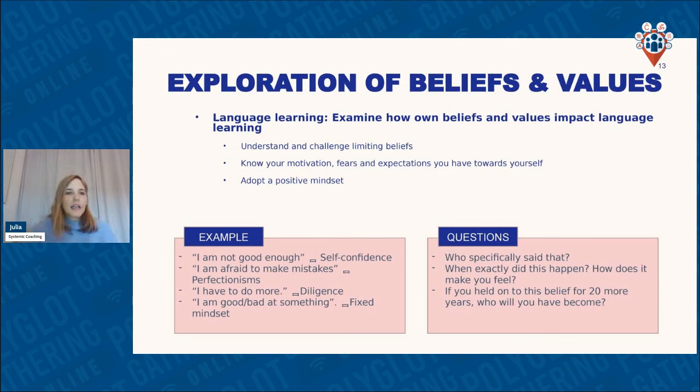Or I feel like I need to do more. I'm not doing enough, which could be a classic case of diligence as a value that you have, that you always want to be diligent in everything you do. Or also something like, I'm good or bad at this and I will never learn it, which is an indicator for a fixed mindset, thinking that you cannot change in that specific area. And the coach would typically challenge that.